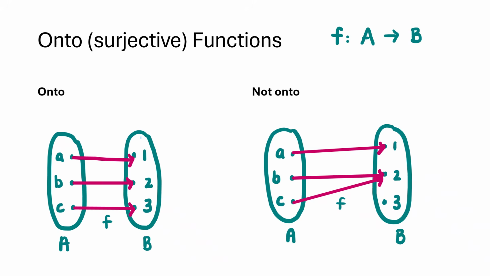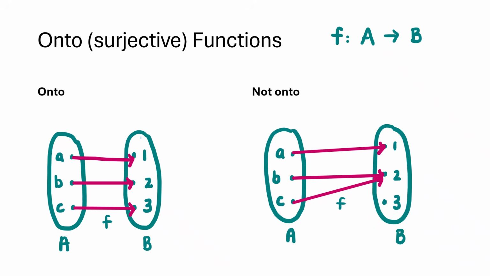So if we have a function f from a set A to a set B, it will be onto if all of the elements in B are being mapped to from elements in A. In the first figure on your left, you will see that every element in B, the 1, the 2, and the 3, are associated with elements from A.